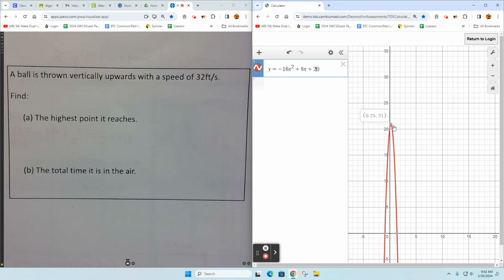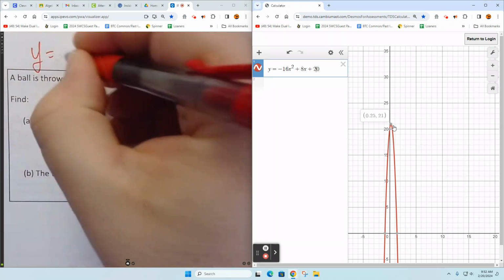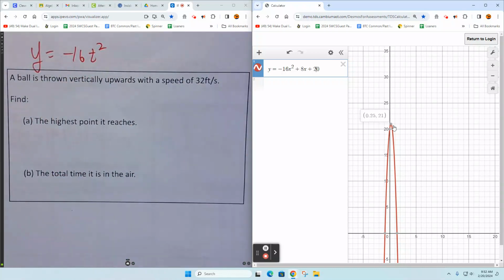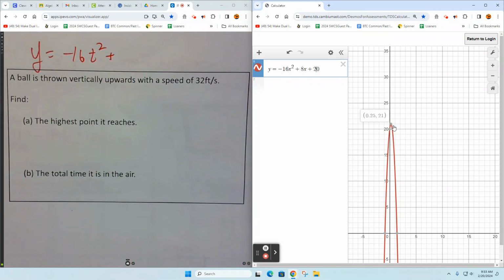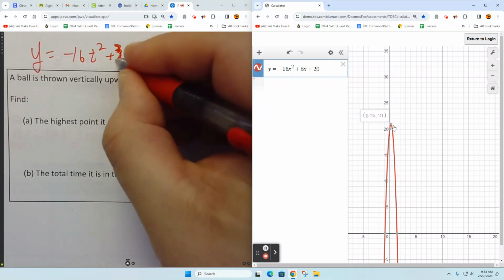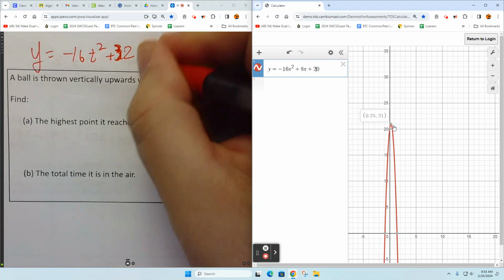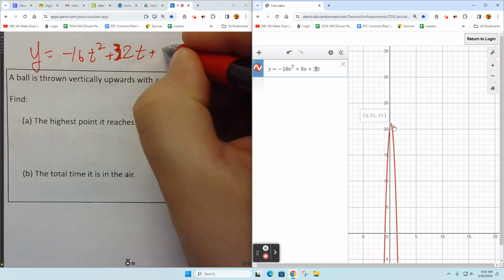So we need to have an equation to start. What's our equation? It's y equals negative 16t squared plus 32t plus x, because we don't know where he threw it from. What's the assumption here? It starts at 0. We're going to assume that he's throwing it from the ground.